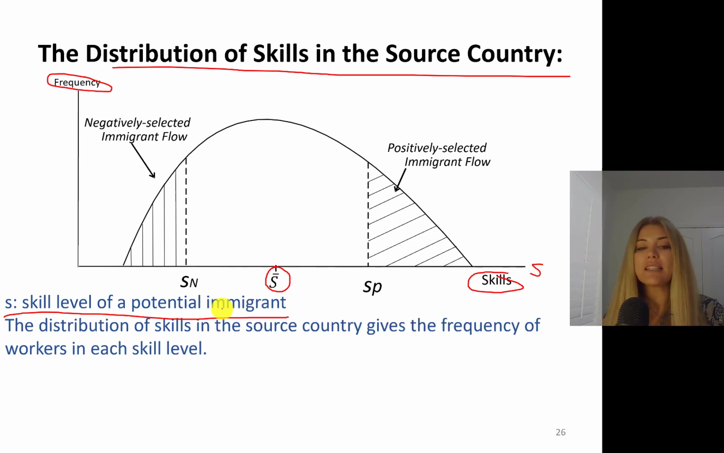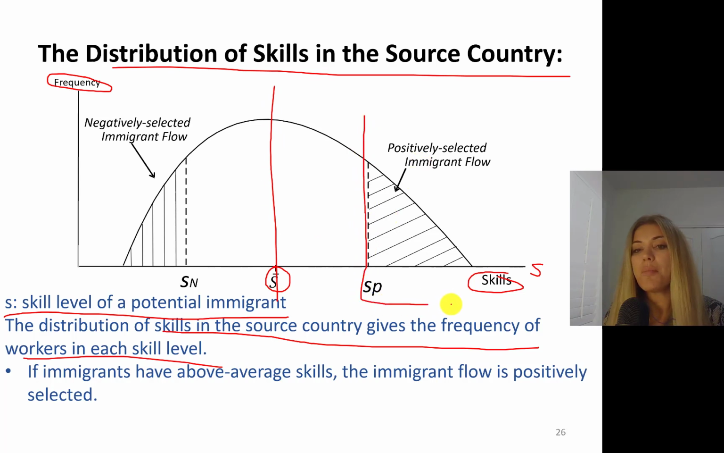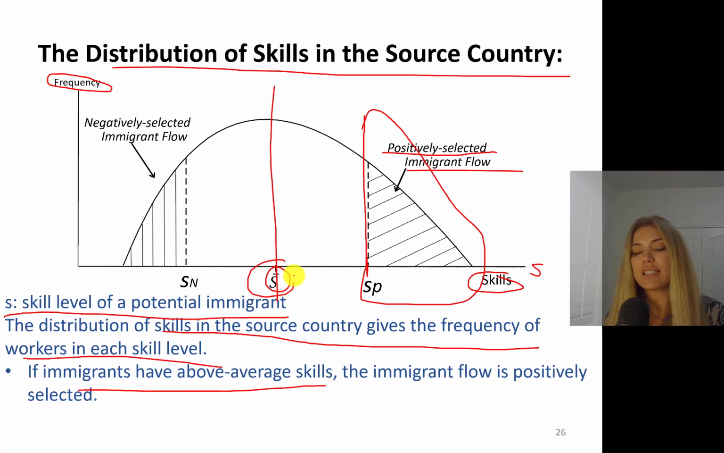The distribution of skills in the source country, where immigrants are coming from, gives the frequency of workers at each skill level. If immigrants come from the upper tail of the distribution, with skills above the average S bar, that is, S greater than S bar, we say the immigrant flow is positively selected.